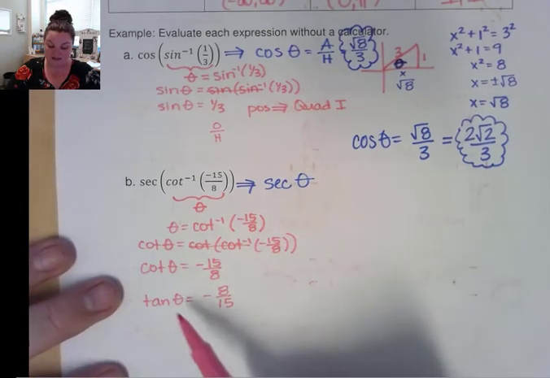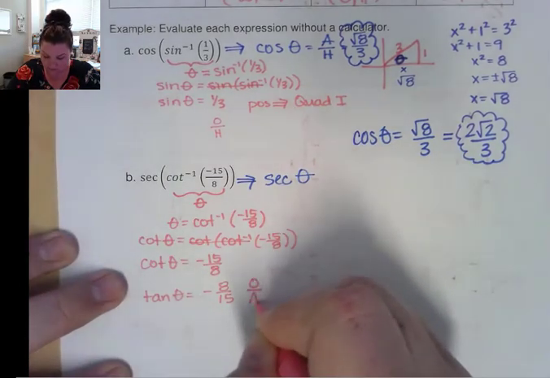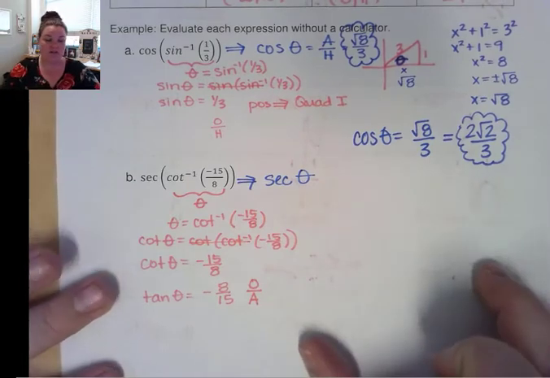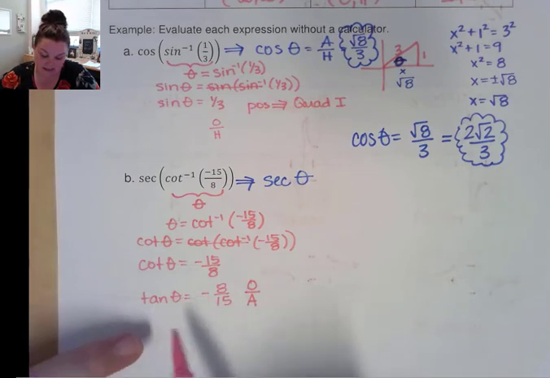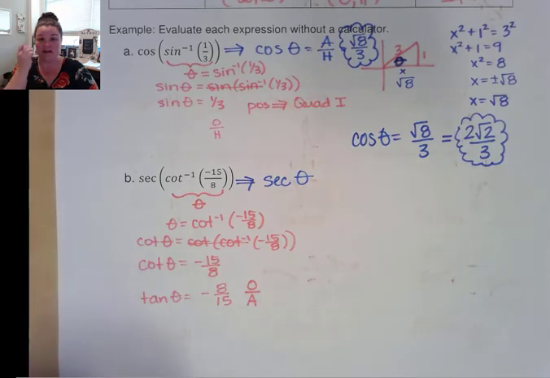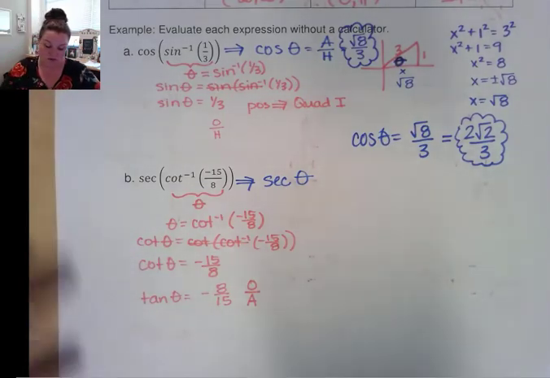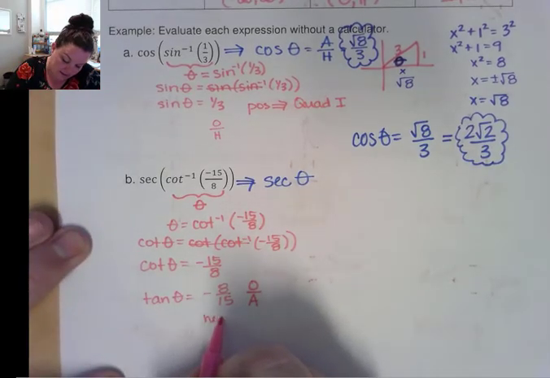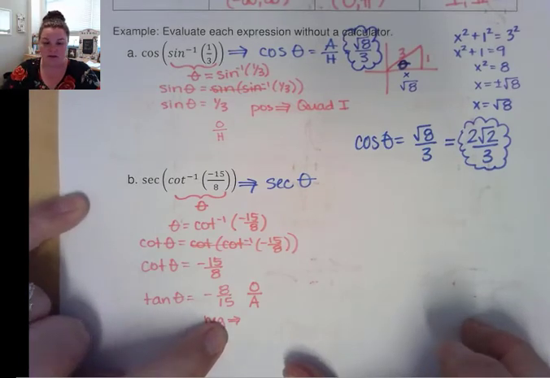Okay, and we know that tangent is opposite over adjacent, right? So we have to think about this in terms of what quadrant it's in. Tangent right now is negative. So if we think about where tangent is negative, that means the ratio of sine to cosine is negative, which means I don't have two positives and I don't have two negatives. So this is only going to happen if one of these is negative.